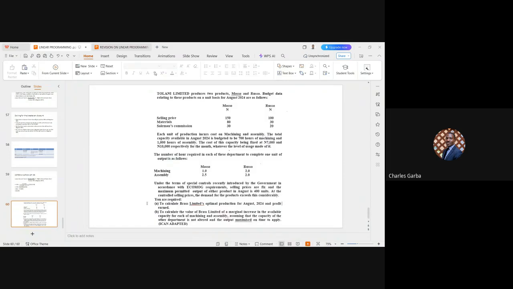You are required to: A, calculate Tolani Limited's optimal production for August 2024 and the profit earned. B, calculate the value to Tolani Limited of a marginal increase in the available capacity for each of machining and assembly, assuming that the capacity of the other department is not altered and the output is maximized on time to apply.